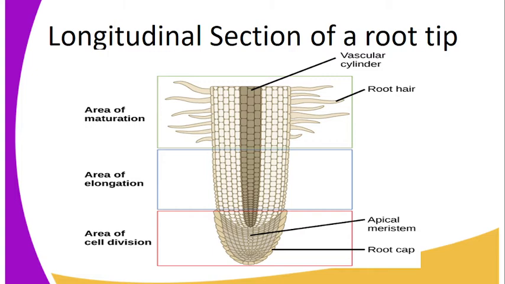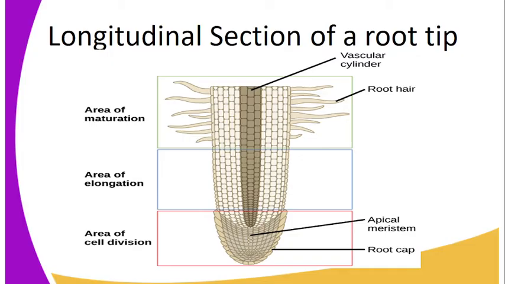After the region of elongation, we have the region of maturation. In the region of maturation, can you see the root hairs? The root hairs are found where? In the region of maturation. Good. We also have the vascular cylinder, which develops in the region of maturation.